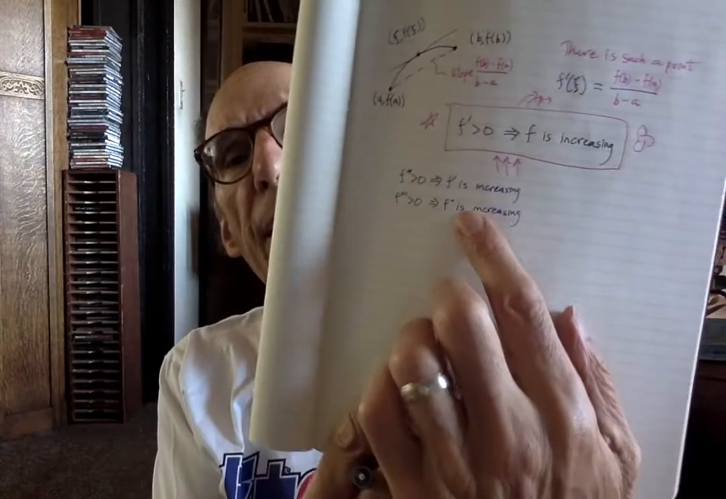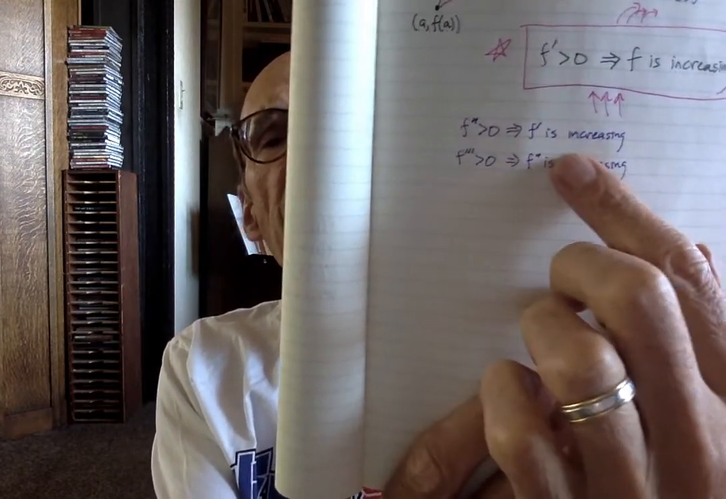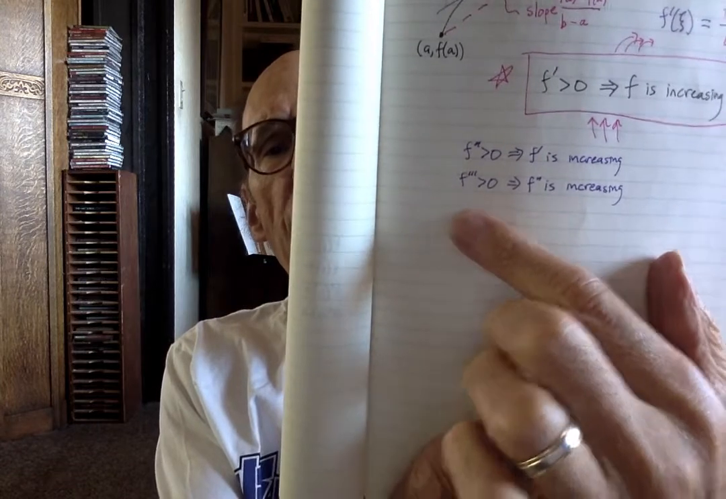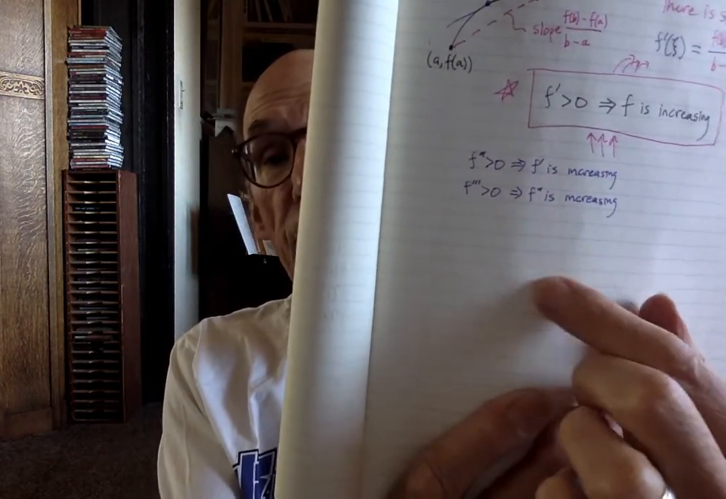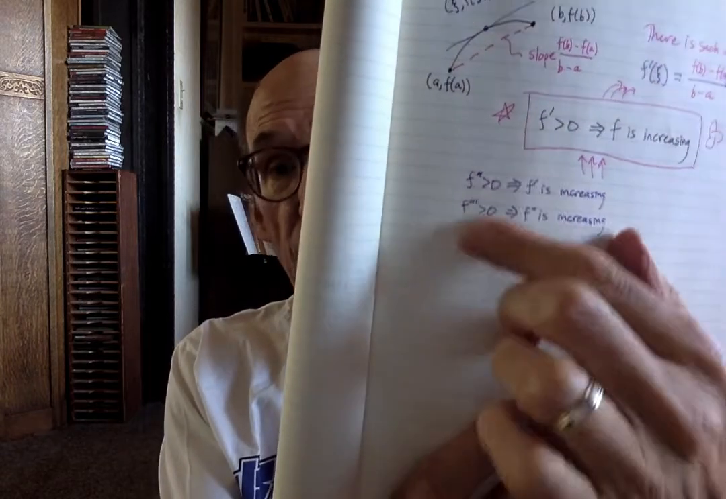If f triple prime is positive, I do occasionally work with third derivatives, so this isn't just egghead stuff, then f double prime is increasing. Whatever happens, you take off one derivative and you get increasing. So these are these other rules that you might see. F double prime tells you something about f prime. F triple prime tells you something about f double prime. F the seventh derivative tells you about the sixth derivative, and so forth and so on.